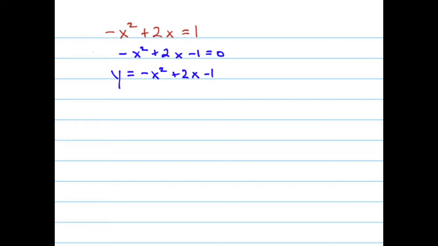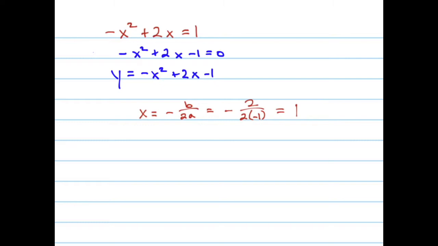So let's start by finding our axis of symmetry, which is x equals what? Negative b over 2 times a. What's b in this case? 2. What's a? Negative 1. What's negative 2 divided by 2 times negative 1? 1. So our axis of symmetry is x equals 1.